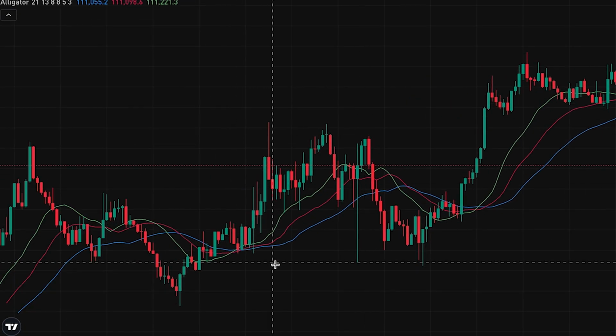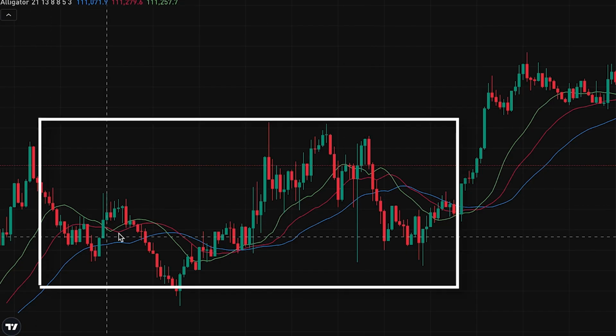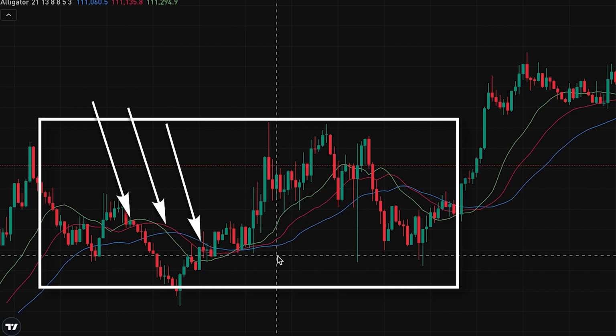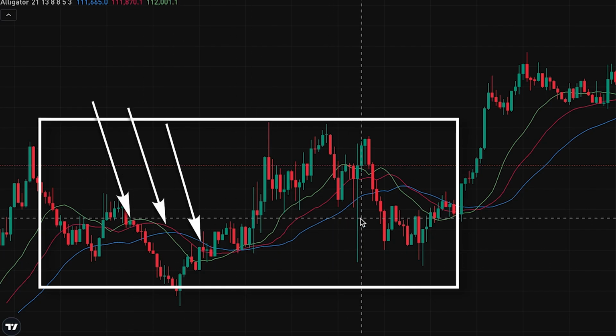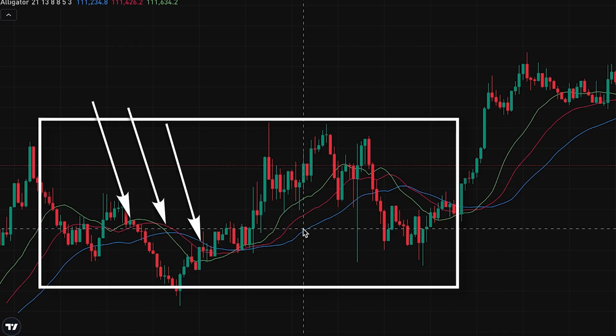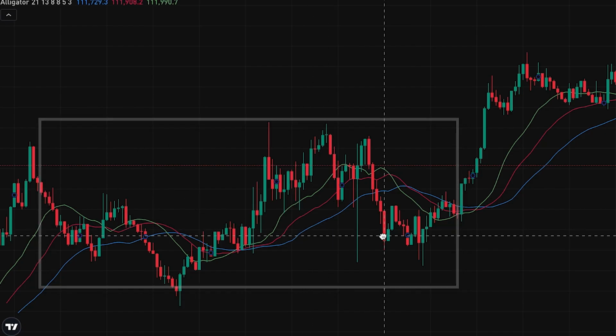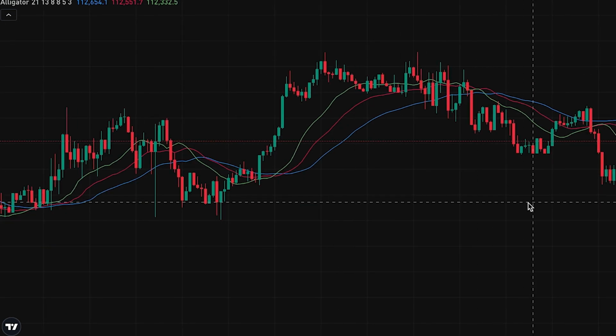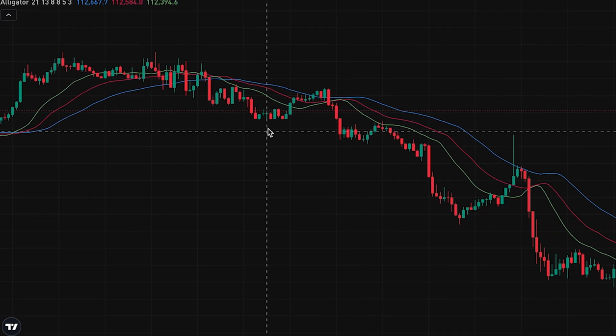When the lines are intertwined with each other, we don't have a clear trend of any kind. When these lines are intertwined, the general description of the strategy says that the Alligator is asleep and it is better not to trade in flat markets. The Alligator, like other indicators, performs very poorly in flat markets. It's the long-term trends that we need.